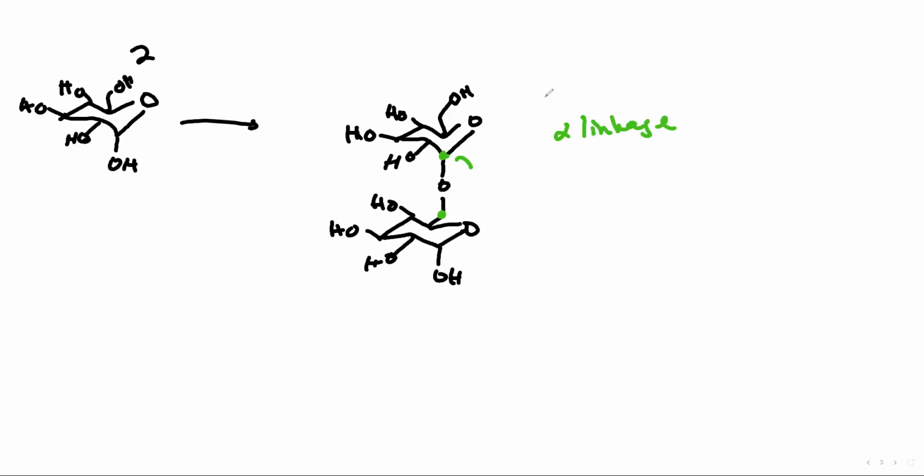Okay. You can even describe the position at which you're bonding it. Again, just counting numbers. So 1, 2, 3, 4, 5, 6. 1, 2, 3, 4, 5, and then 6. So this would be a 1,6 alpha linkage because you're bonding through the alpha, the anomeric 1 carbon, and the 6 carbon of the other sugar. That's the bonding there.